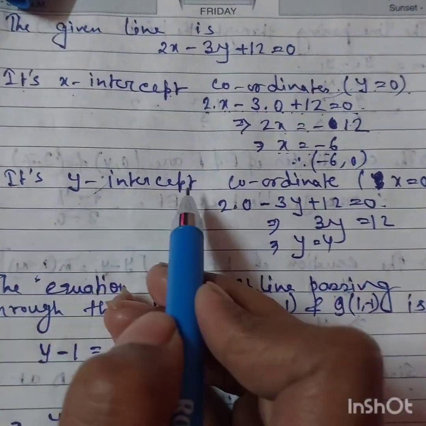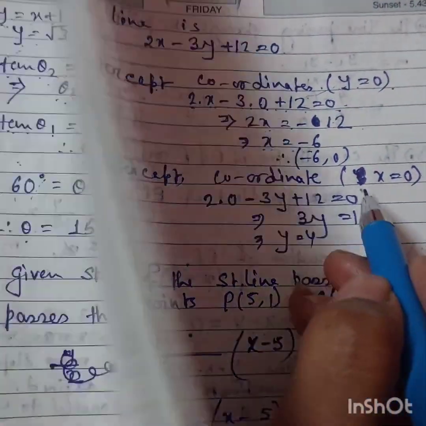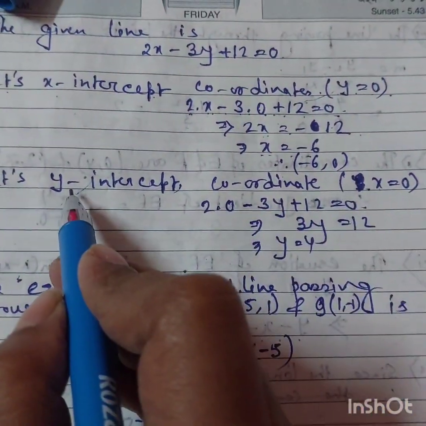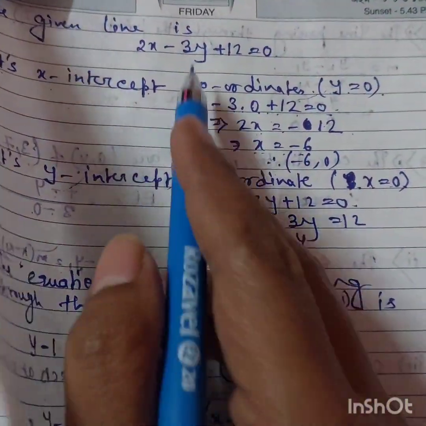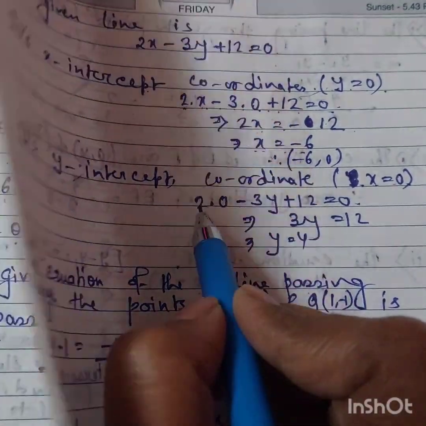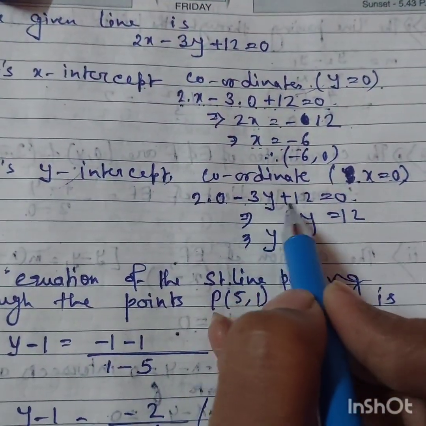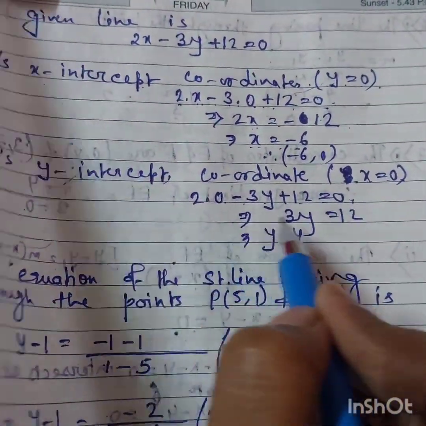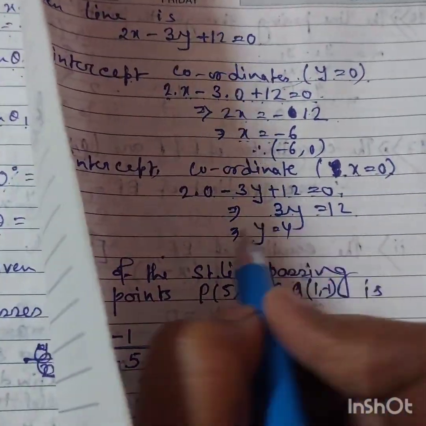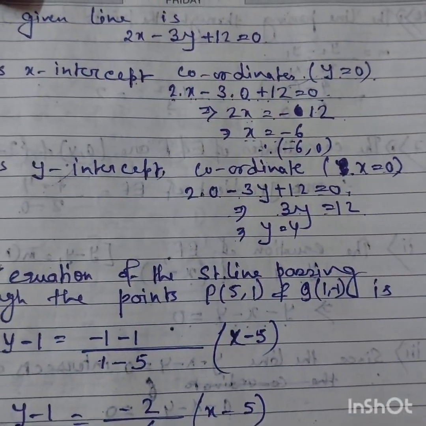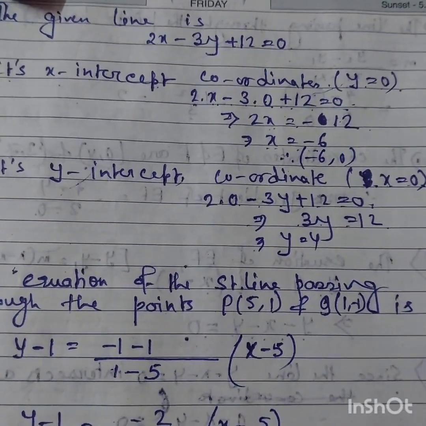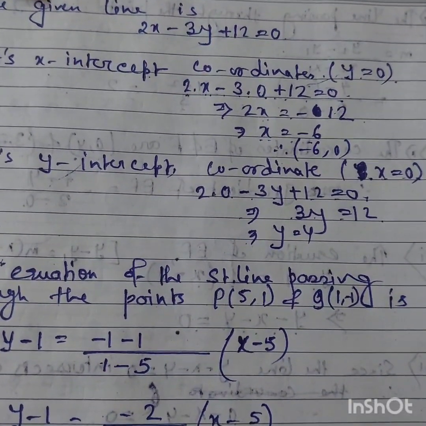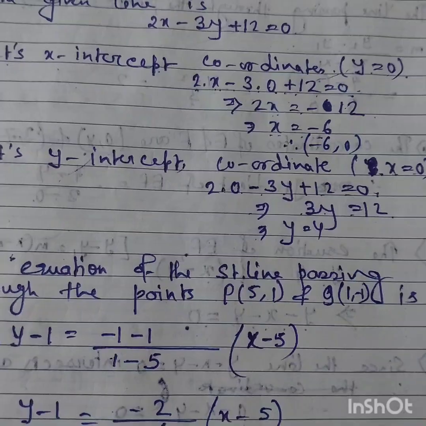And how will we get its y-intercept? If it cuts the y-axis, that means x will be 0. So in place of x we have to put 0. That means 2 into 0 minus 3y plus 12 equal to 0. That implies 3y is equal to 12. That implies y is equal to 4. Hope you can understand. So this is a very important sum for your exam.